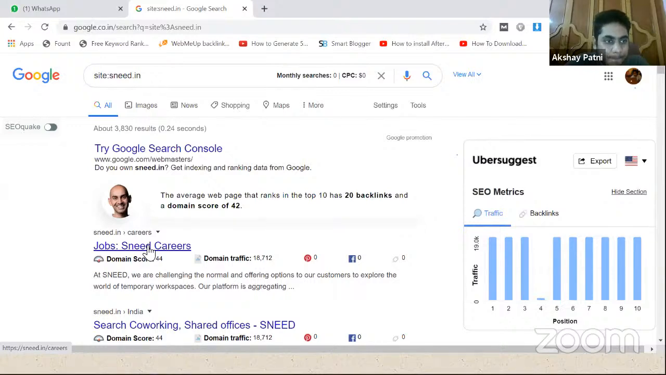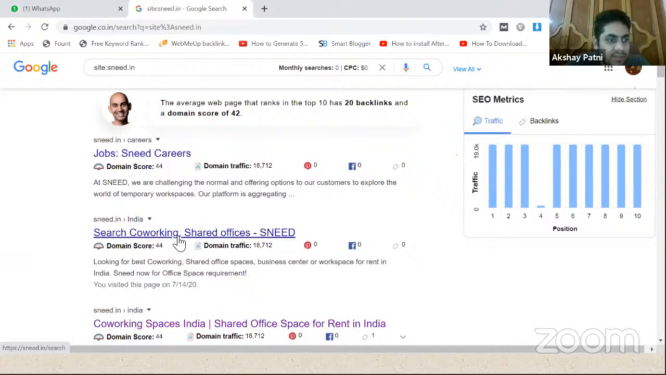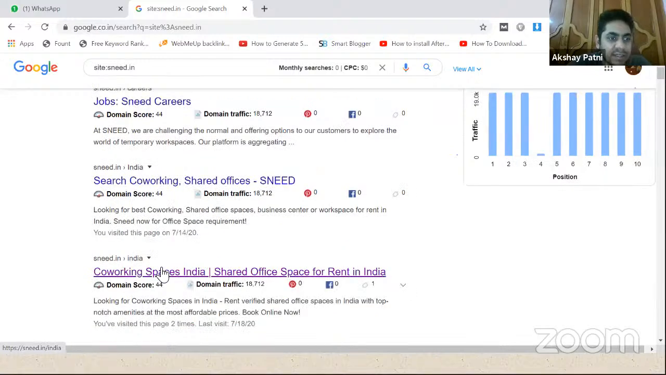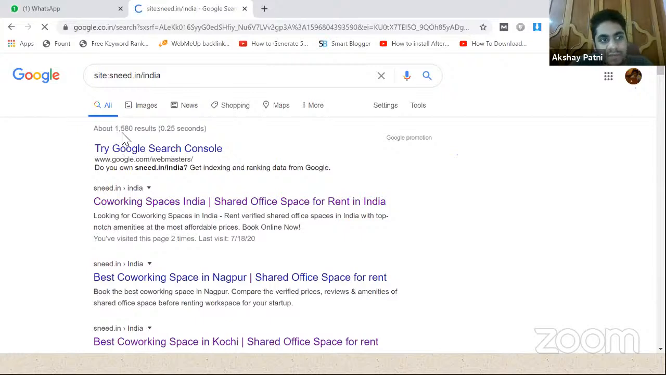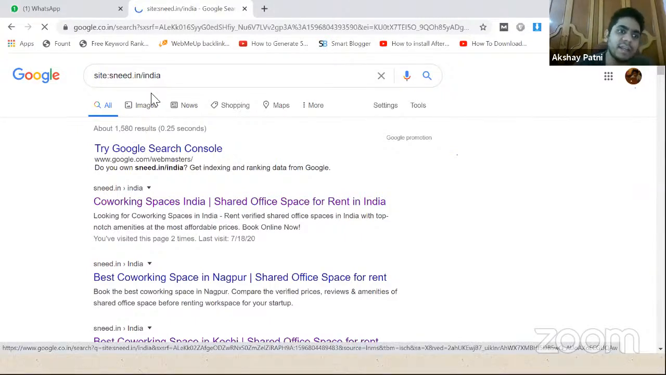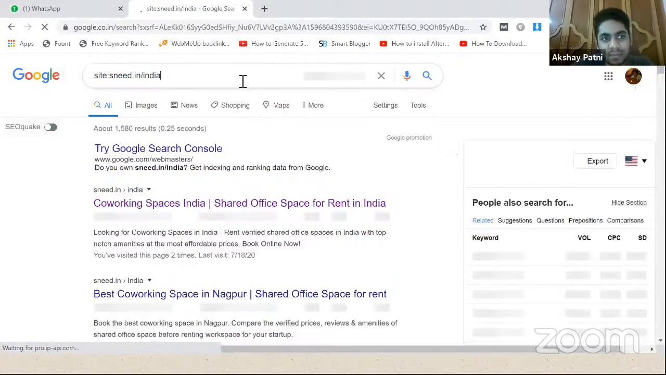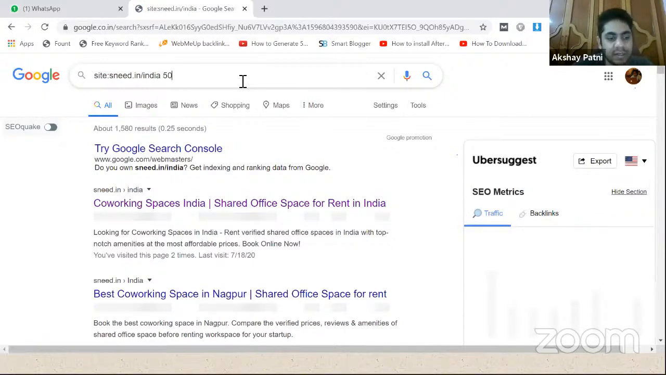Can you see? Okay, fine. Similarly, /search in the left corner, you can see the URL is sneed.in/search. Similarly, /india. In this website, currently you can see 3,830 pages are indexed. If I pick up /india, there are around 1,580 pages in the India category, right? It means that more than 50% of my website is in one category itself, which is very bad.